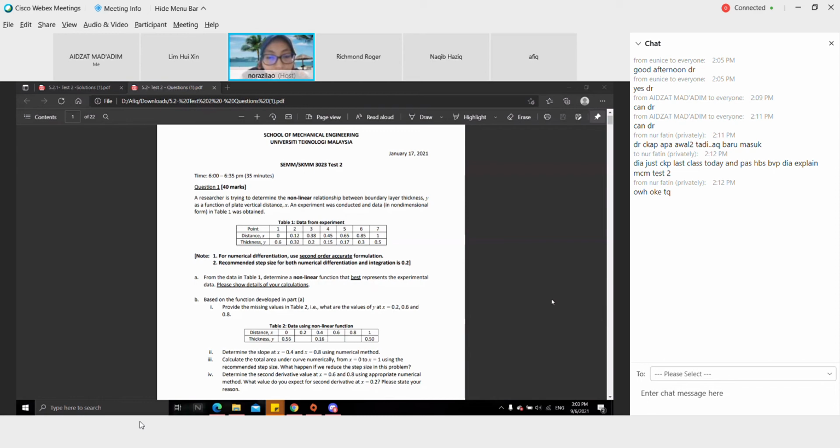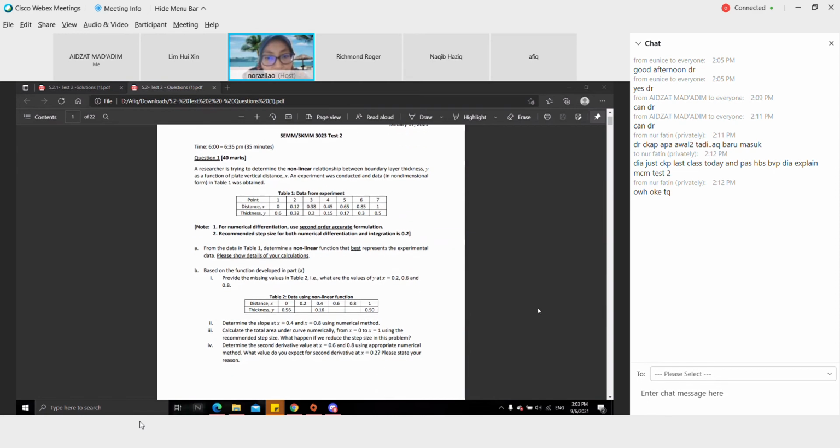From the data in table 1, determine a nonlinear function that best represents the experimental data. Please show detail of your calculation.